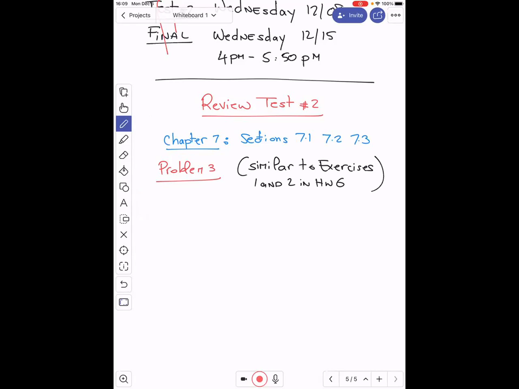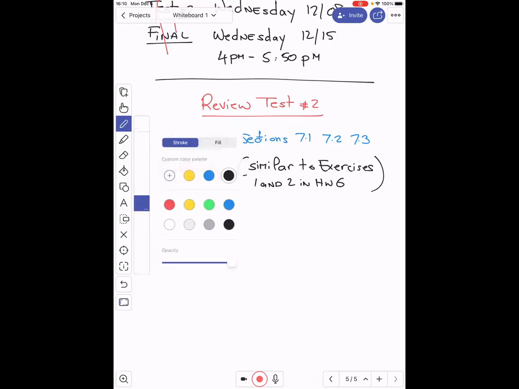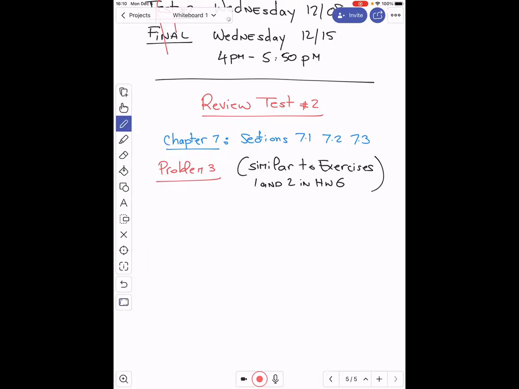All right. So problem number 3. It says you have a random variable X, which represents the length of time it takes for a student to write a term paper.